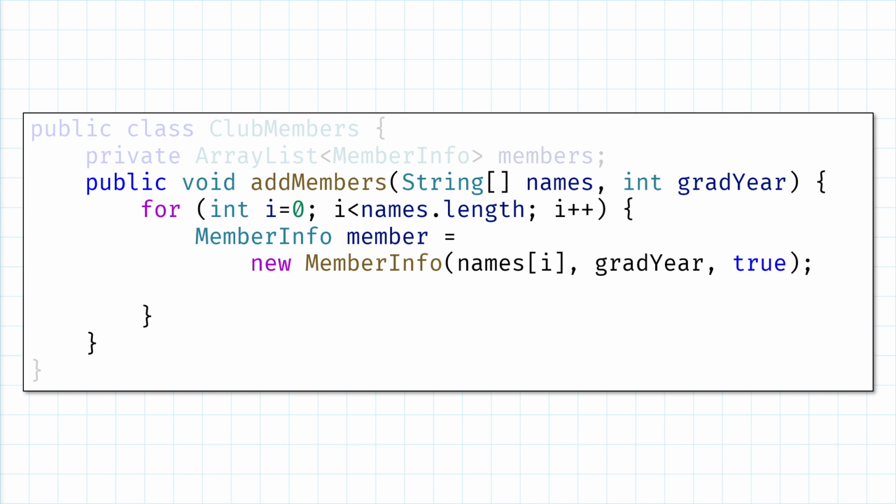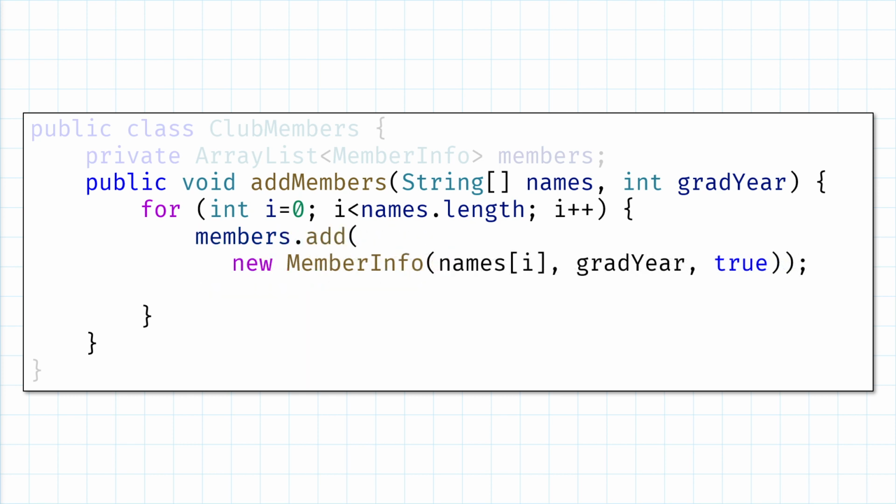One of the things that College Board is looking for here is that you understand the array list members is not just an array list of string names. It's an array list of member info references, and each member info has a string in it representing the name, among a couple other things. Once that reference is created, it can be added to the members array list.